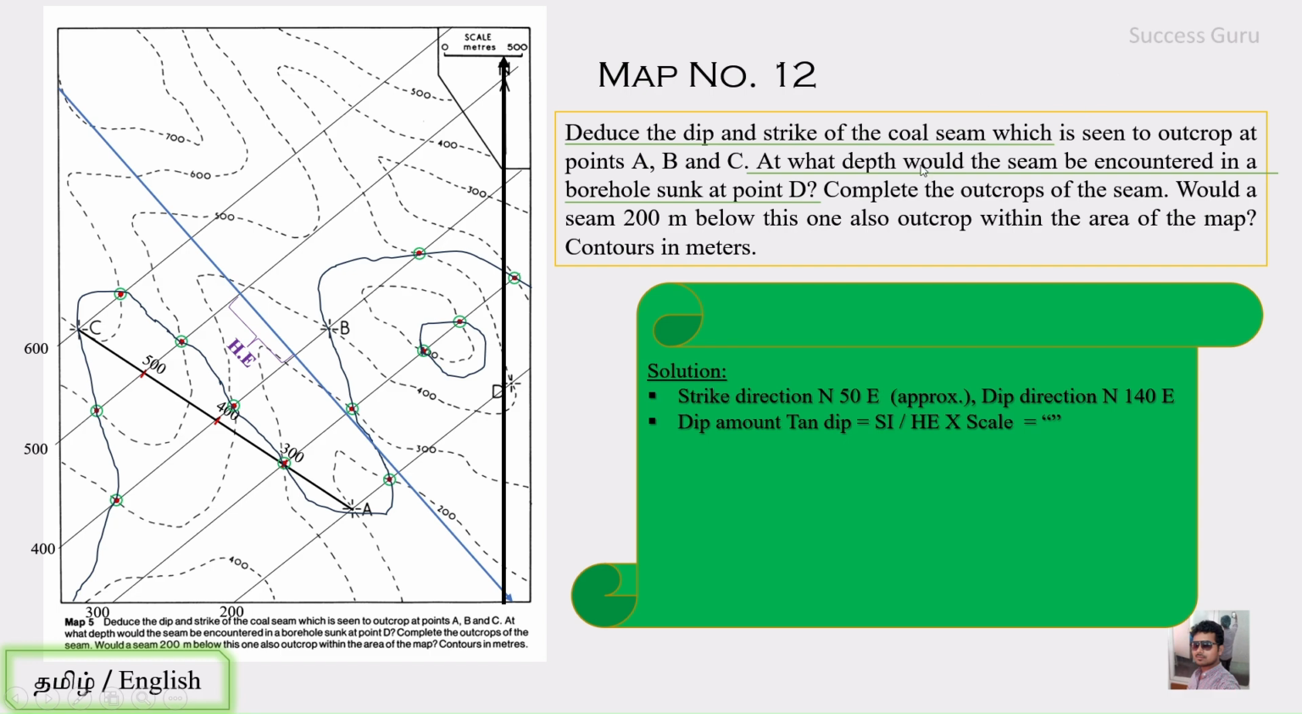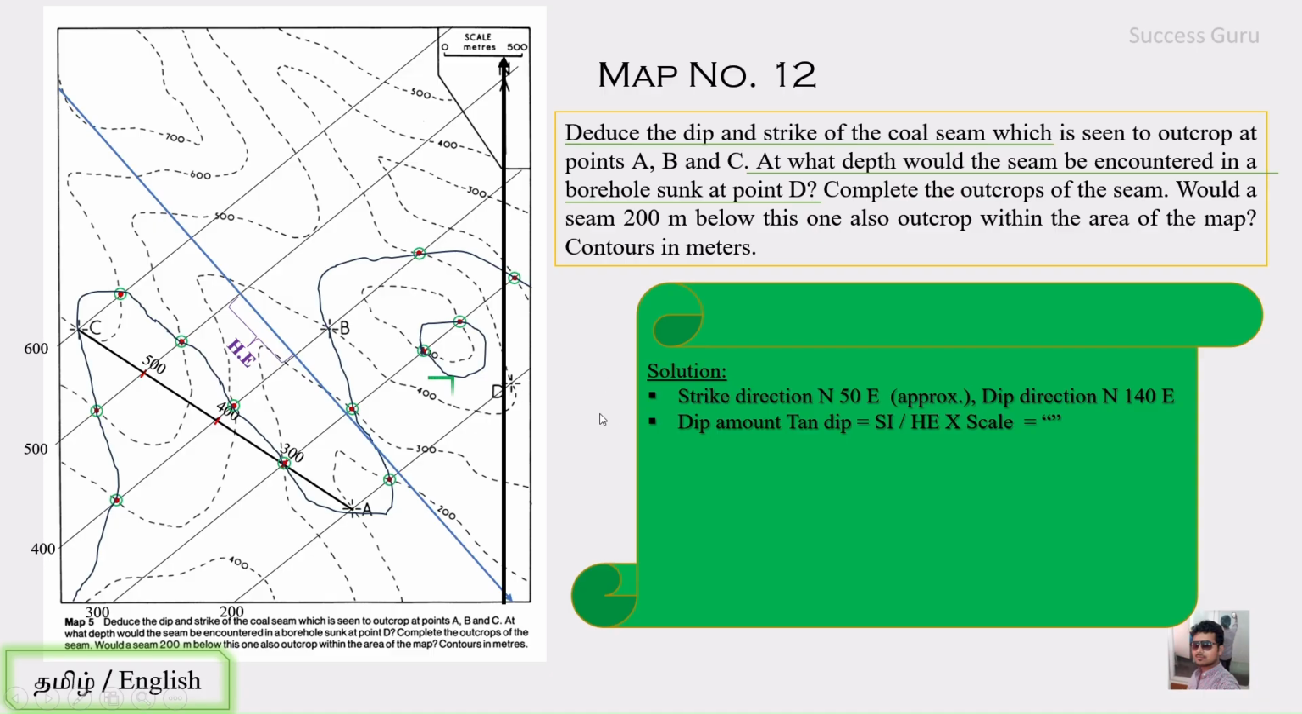The next question is, at what depth would the seam be encountered in the borehole sunk at point D? So there is a point D here, which is proposed to be drilled. At this point, this coal seam will appear. So we have to find at what depth it will be appearing.